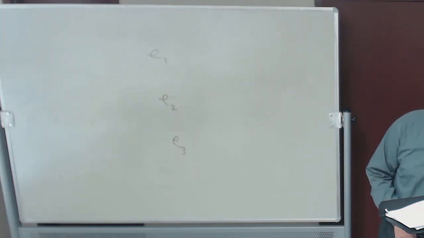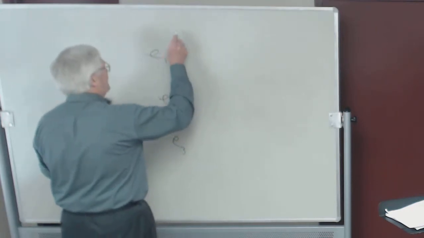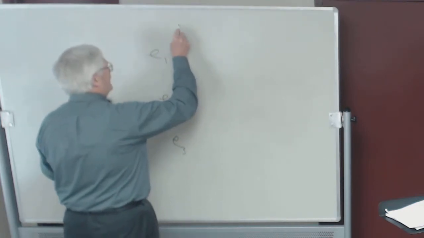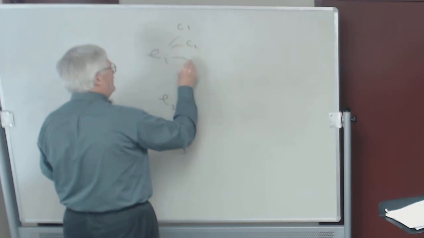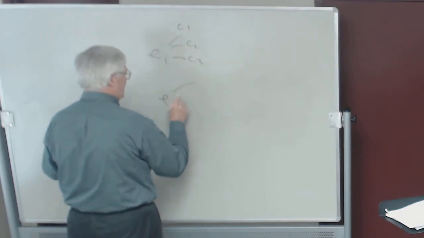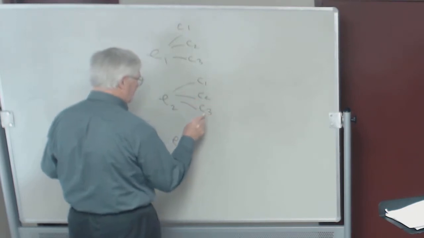So she's got 3 envelopes, and she has 3 report cards. So in envelope 1, she could put card 1, card 2, or card 3. Card 1, card 2, or card 3. You see that?